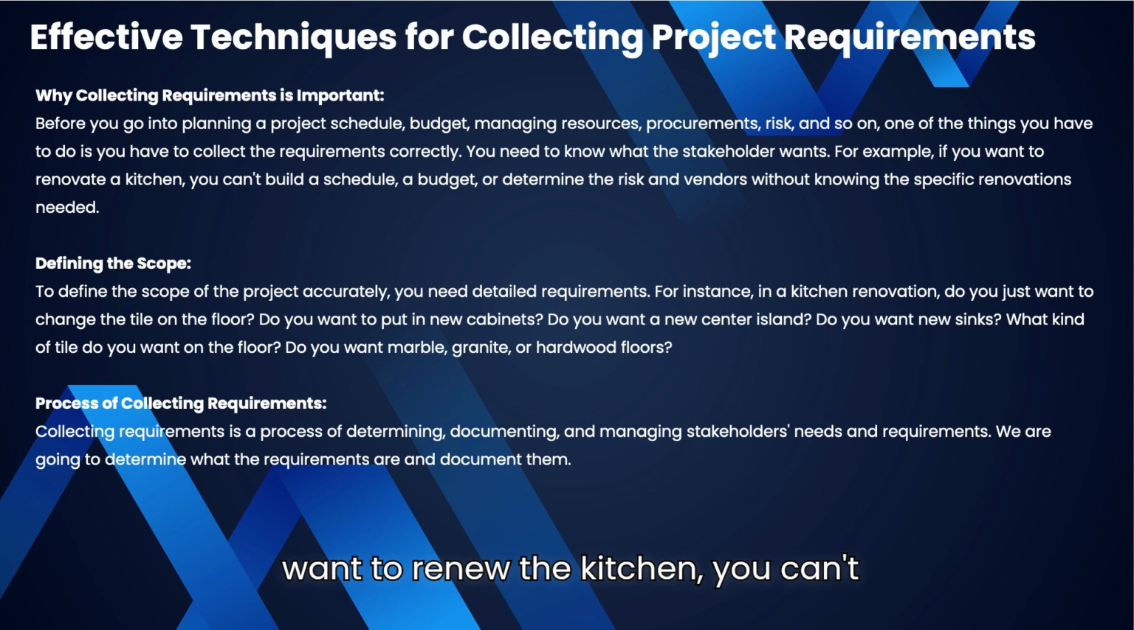For example, if you want to renovate a kitchen, you can't build a schedule, budget, or determine the risk without knowing the specific renovations needed. Defining the scope. To define the scope of the project accurately, you need detailed requirements. For instance, in a kitchen renovation, do you just want to change the tile on the floor, or do you want to put in new cabinets, or do you want a new center island, or do you want a new sink? What kind of tile do you want on the floor? Do you want marble, granite, or hardwood floors? You need to know all these details before defining the scope of the project accurately.